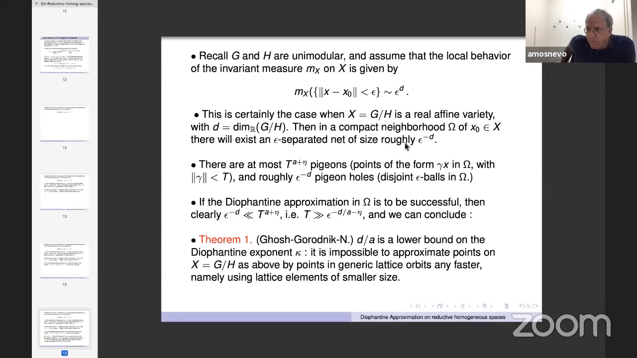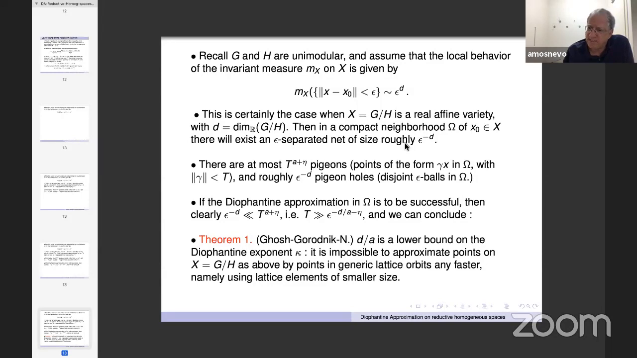Of course, it's important that this statement is generic. It could be that some specific orbits are much better, but you cannot, for a generic orbit, obtain a bound which is less than D over A. So this is a very simple number. It's just the dimension, which is a proxy for the volume in our case, divided by the rate of growth of the number of relevant points in the lattice. So this is a pigeonhole lower bound.